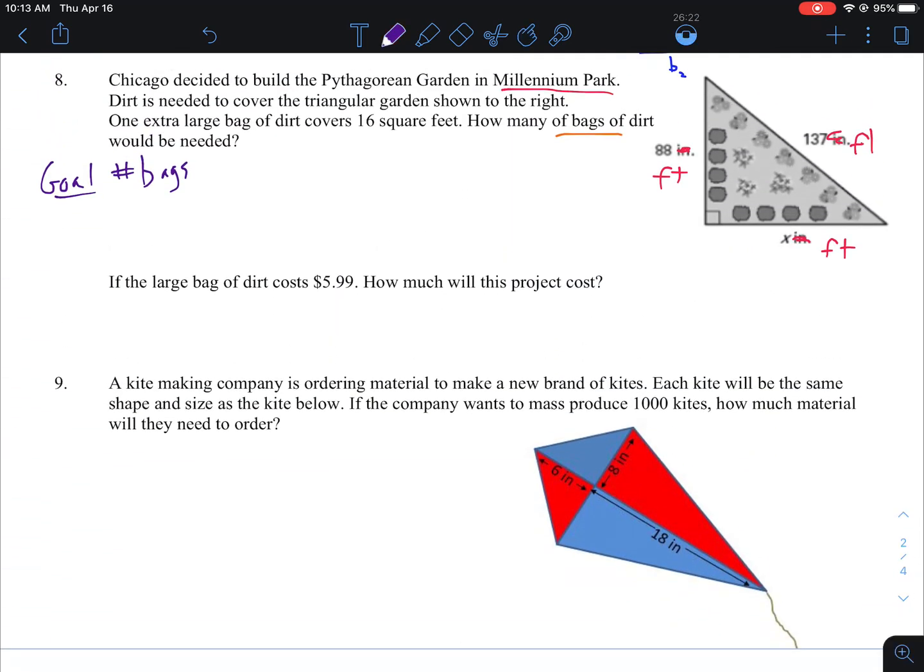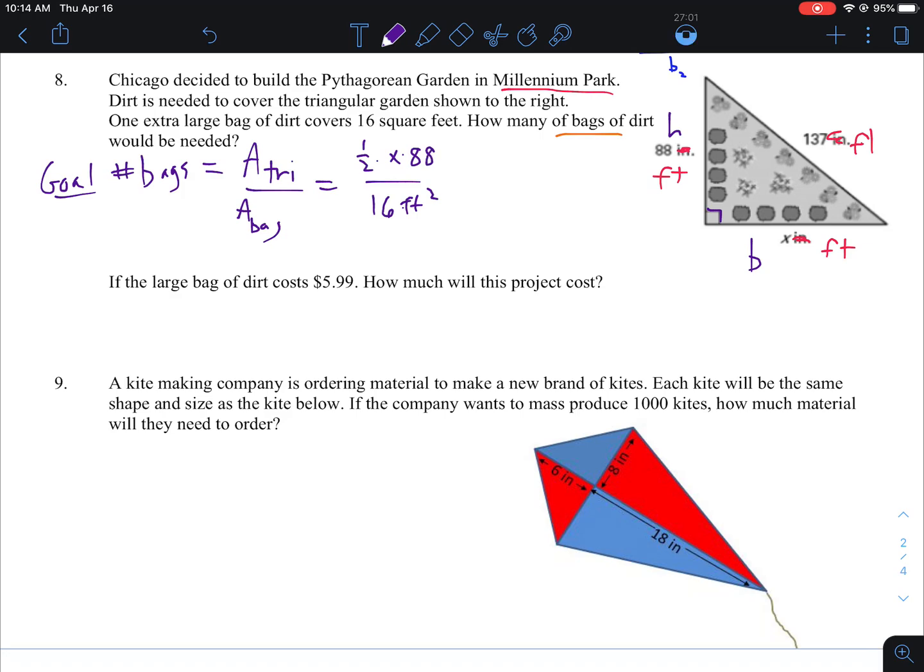So how we're going to find this, the number of bags is always going to be equal to the area of the big shape, the triangle, divided by the area that one bag fills. And we know one bag covers 16 square feet, so that's nice. And second, if you forgot, area of a triangle's formula is 1/2 base times height. So for area of a triangle, this would be its base, this would be its height because it's a right triangle. So I would have 1/2 times x times 88.